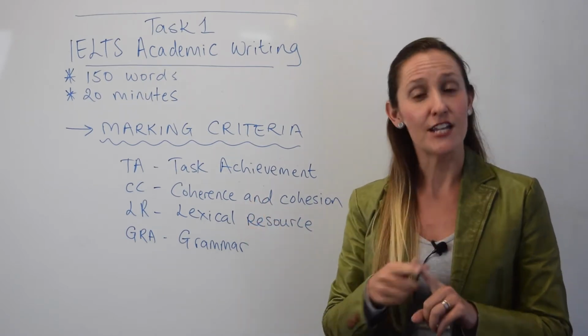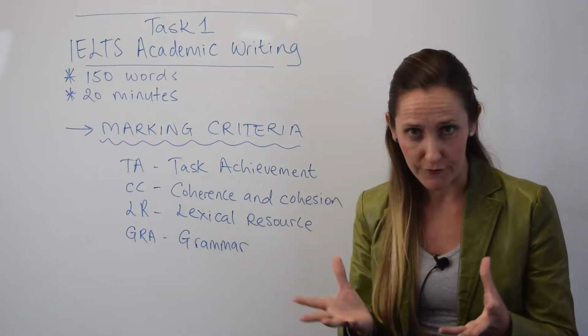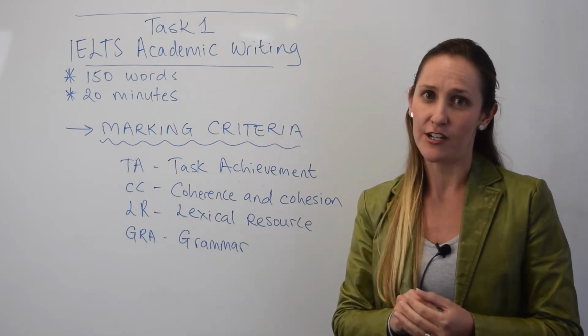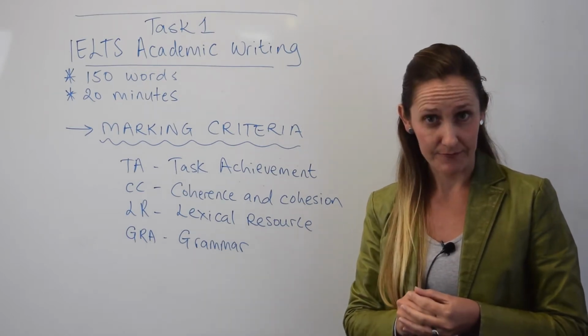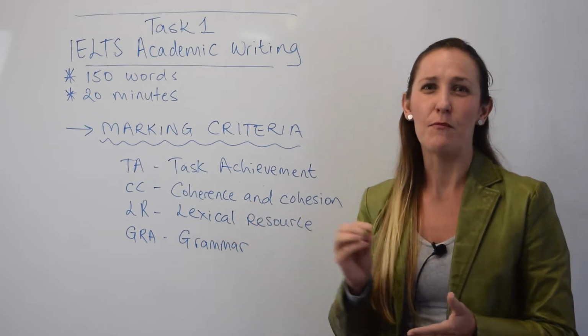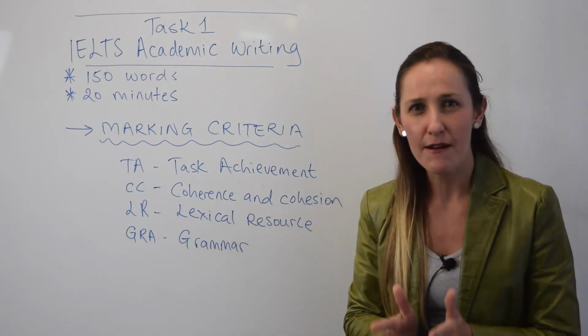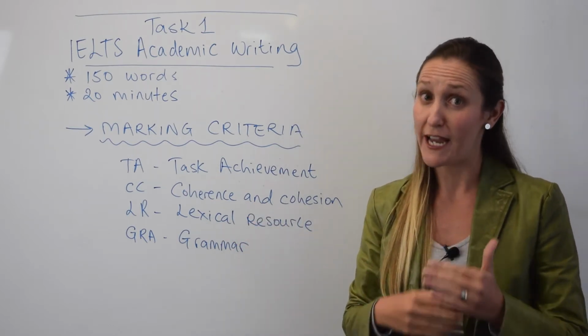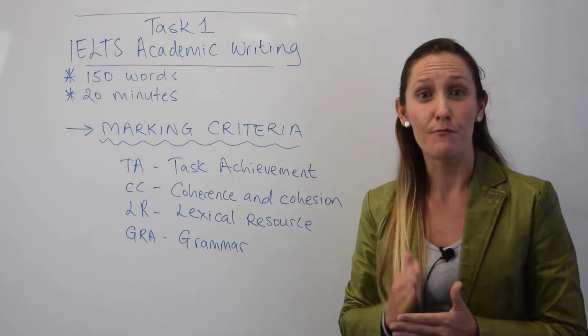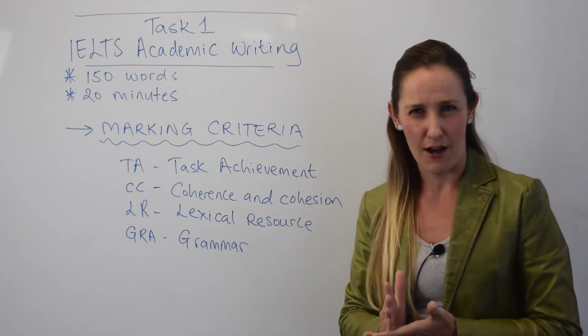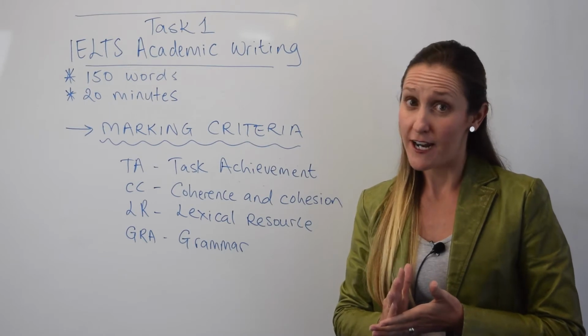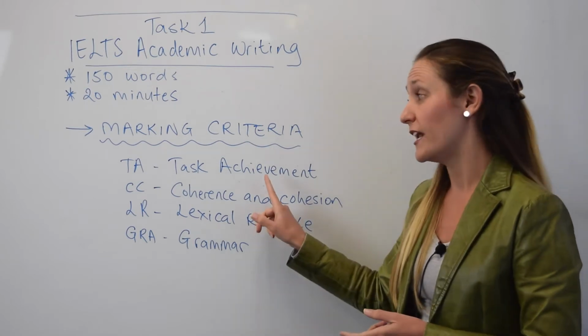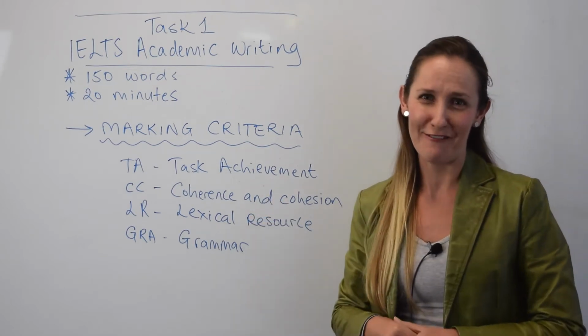The first is you need to give an overview of the information that you are analyzing. The second is that you must summarize the main points, not talk about irrelevant information, and you must give examples. If you don't support your ideas with examples, you will get a low score in task achievement.